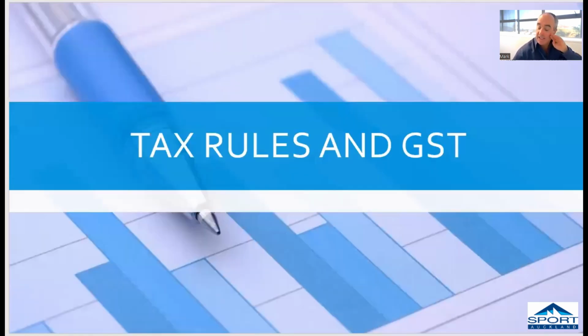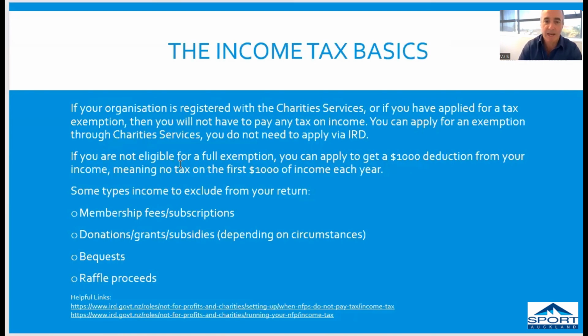Then tax and GST. Tax, no getting away from it. Well, very hard to get away from GST anyway. But the basics for income tax: if your organisation is registered with Charity Services, or if you've applied for a tax exemption, you don't have to pay any tax on your income. You can apply for an exemption through Charity Services. You do not need to apply via the IRD.